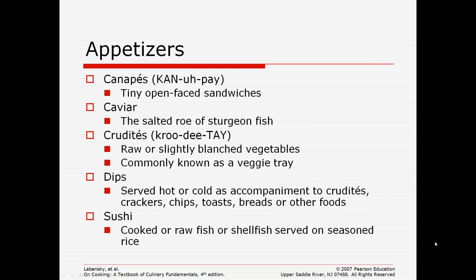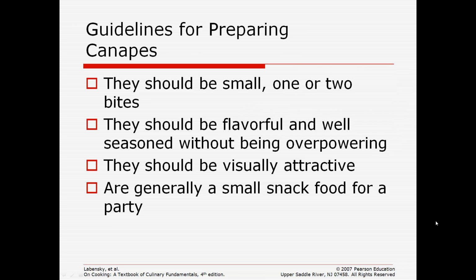All of you have probably had this. It's commonly known as a veggie tray, but the French word for that is crudité. There are dips that can be hot or cold that accompany veggie trays, crudité, crackers, chips, toast, bread, or other food, and sushi, which is cooked or raw fish or shellfish served on seasoned rice, and you will also get to make that.